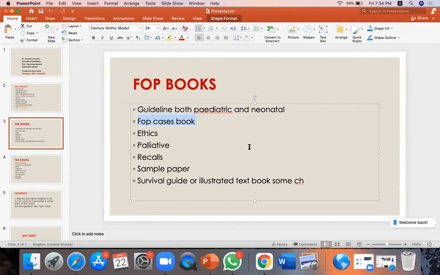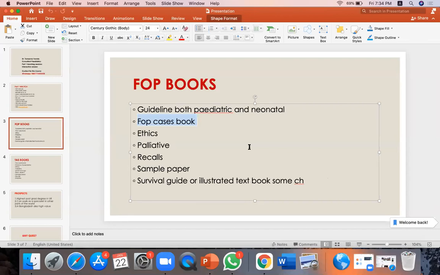For example, a 13-year-old girl having sex with a 13-year-old boy comes for contraception. What will you do? Now a 13-year-old girl having sex with a 19-year-old boy comes for contraception. What will you do? These two answers are totally different, because in one there is no question of child abuse, and in the other there is. So the answer pattern changes in ethics.